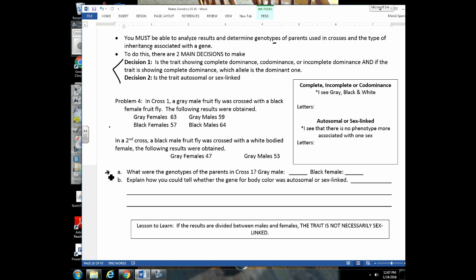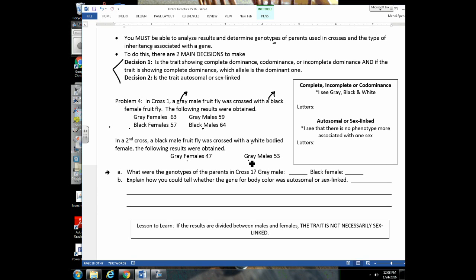answer A. Can you figure out the genotypes of the parents in cross 1? So to tackle this problem, first I note, ultimately, what are they going to have me answer here? What are the genotypes of the parents? In cross 1, we have a gray male, so I'm going to indicate I have to figure him out. And then there was a black female. We cross those two, and this is what we get. And then we take a black male from this generation, and we're crossing it with a white body female, and this is what we get.